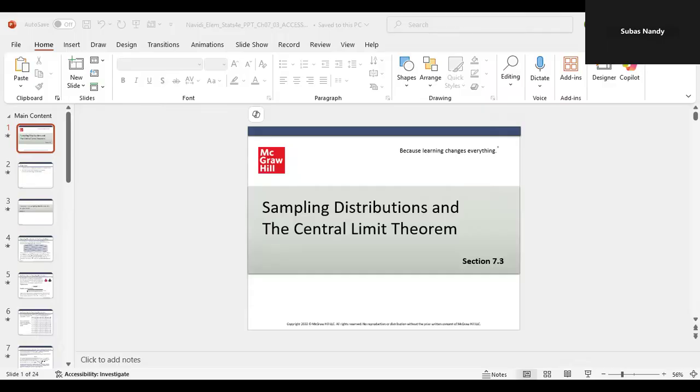Today we are going to talk about sampling distribution. So here I go. We are going to talk about sampling distribution and the central limit theorem today.